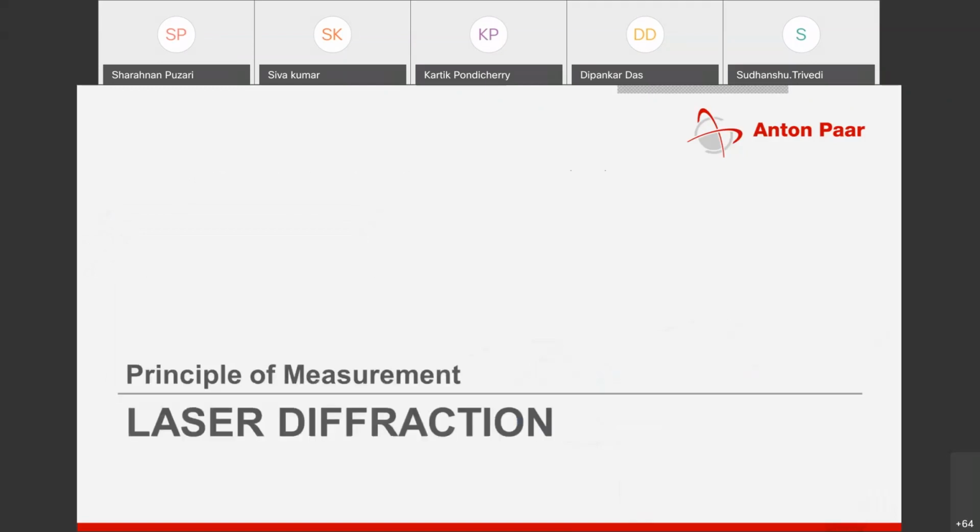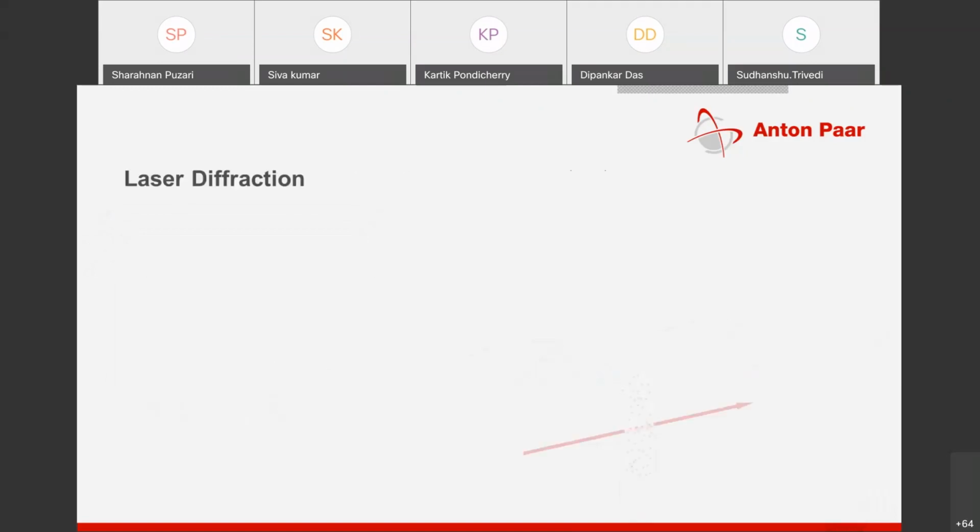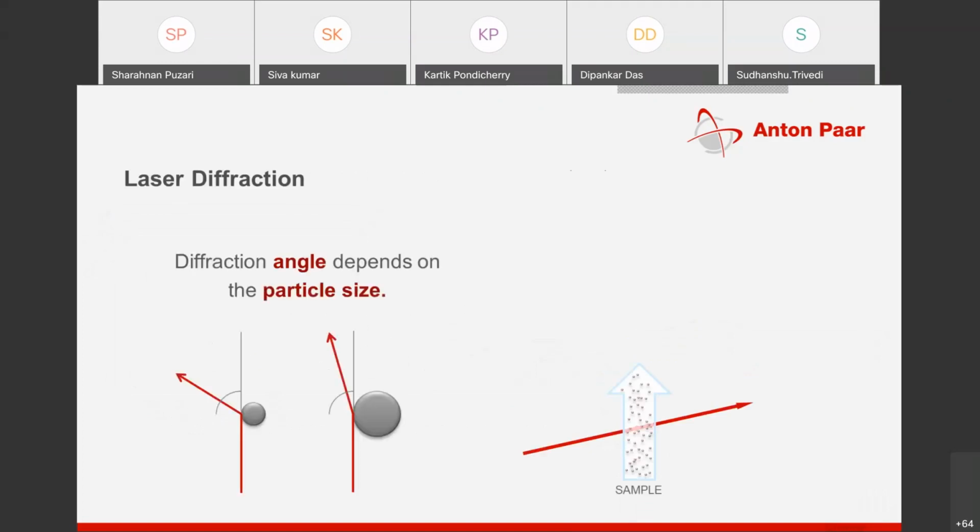Now I'm coming to the principle, how it works. Laser diffraction is based on a very simple first law of physics: when you pass light through any sample, bigger particles scatter light at narrow angles, and small particles scatter light at wider angles. So a laser diffraction system consists of nothing but a laser on one side, and we pass the sample in front of the laser and try to collect the diffracted light at various angles. This is the simple principle of how a laser diffraction system works.